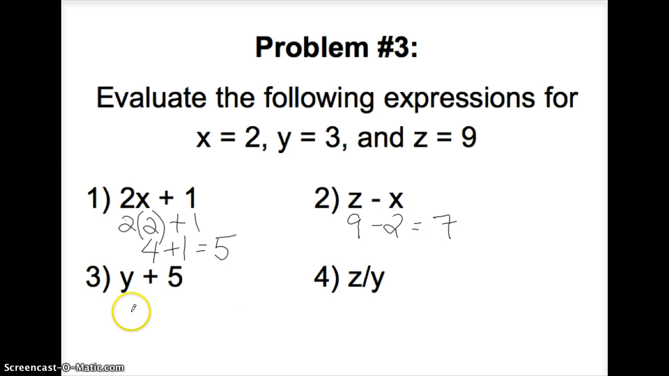Okay, for number 3, y, we know it equals 3. So we just have 3 plus 5, and that equals 8. And z divided by y, we know z equals 9 and y equals 3. So we need to write it like this. Make sure you write it like this. This means 9 divided by 3, and that equals 3. If you need to pause and rewatch this section, make sure you do.